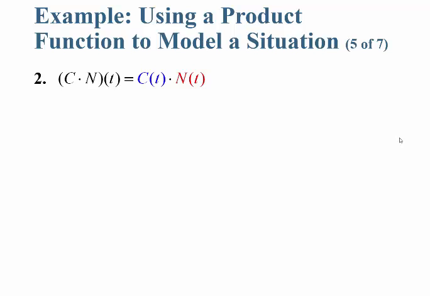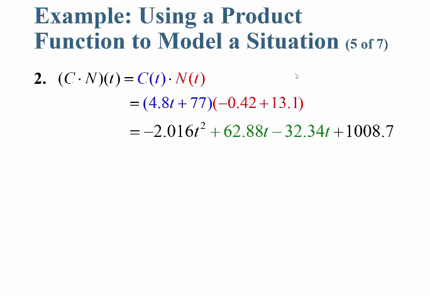All right, let's find the C times N of T. This is just multiplying the two functions. There should be a T there. Also forgive the error there. So when I multiply through, I get the following. It ends up being minus 2.016 T squared plus 30.54 T plus 1008.7.